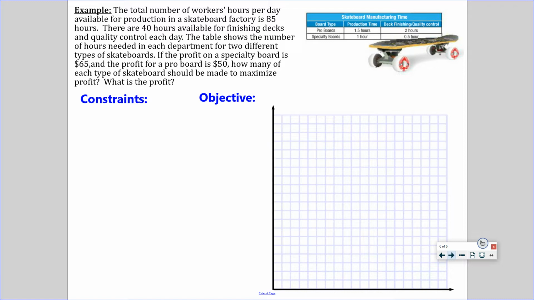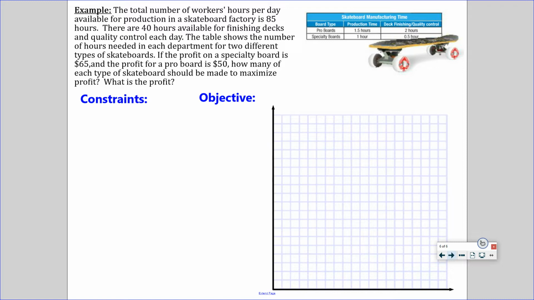And over here in the table, you can see the skateboard manufacturing time. So we have these two types of boards. I don't know much about skateboarding, but pro boards and specialty boards. Pro boards take 1.5 hours for production and 2 hours to do the deck finishing and the quality control. Specialty boards only take 1 hour for production time and only take a half hour for the deck finishing and quality control.